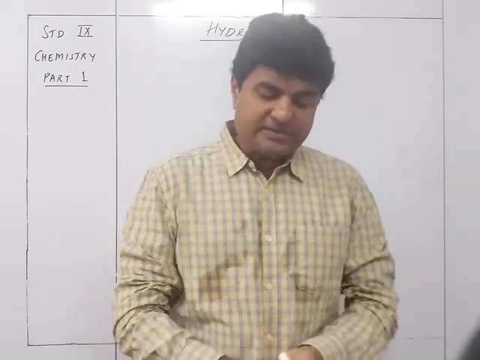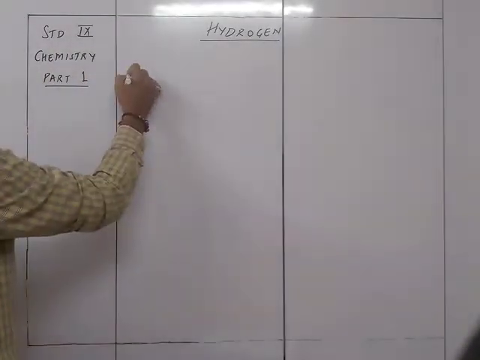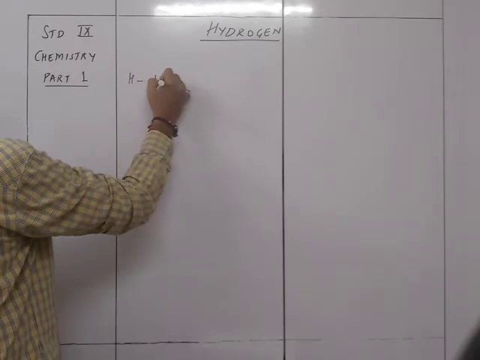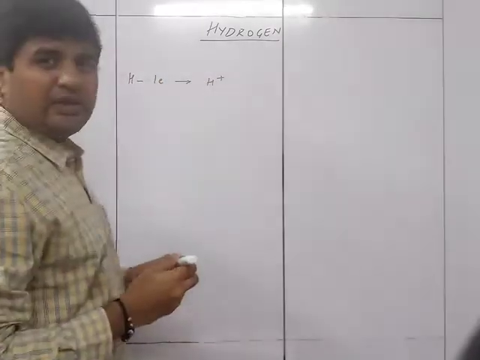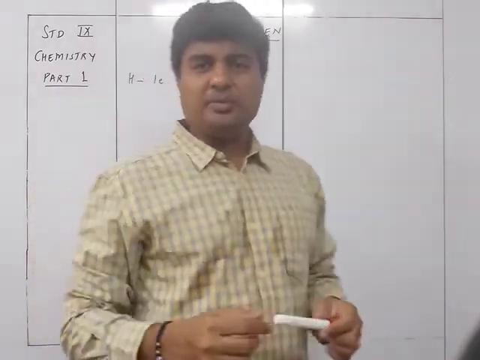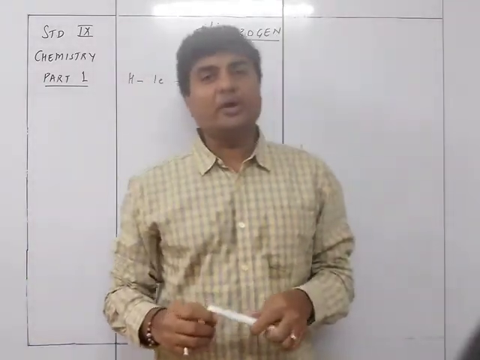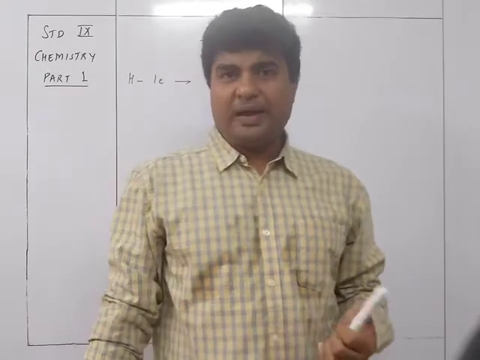Second is the character. Yes, we just saw that hydrogen can lose one electron to give you H plus. So similar to sodium, potassium and lithium, it can lose one electron and become a plus one ion.